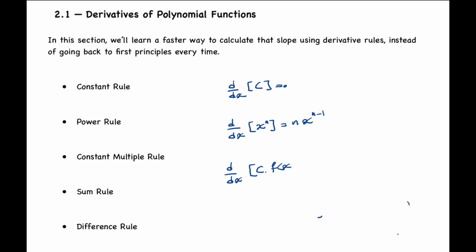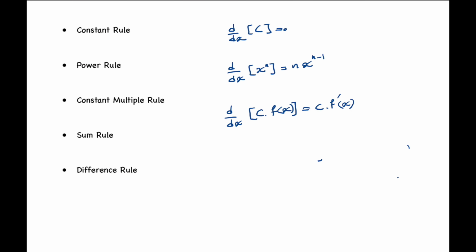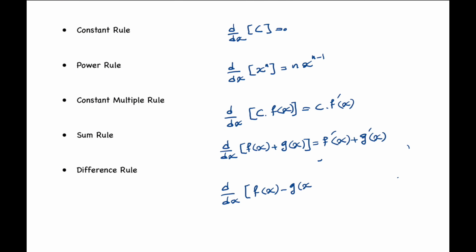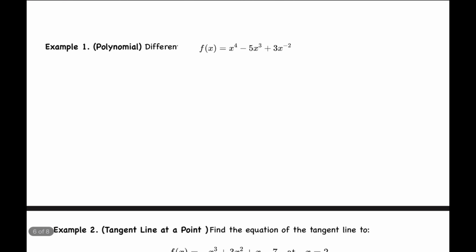We also have the constant multiple rule. If there's a number multiplying the function, like 3 times x to the power of 5, then you just take the derivative of the function and multiply by that number. Then we've got the sum rule and difference rule. If two terms are added or subtracted, just take the derivative of each term separately and keep the sign. Let's go through some examples so this all makes more sense.